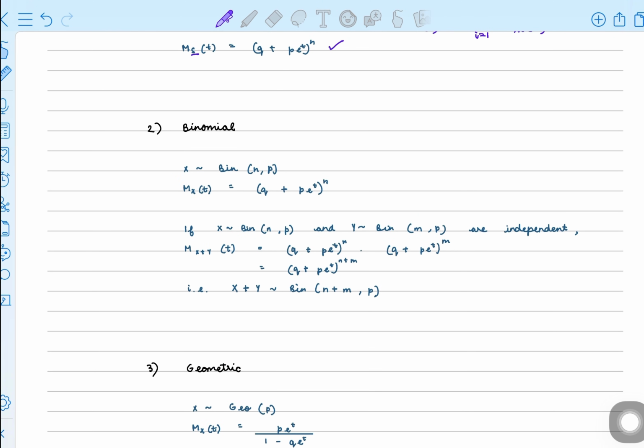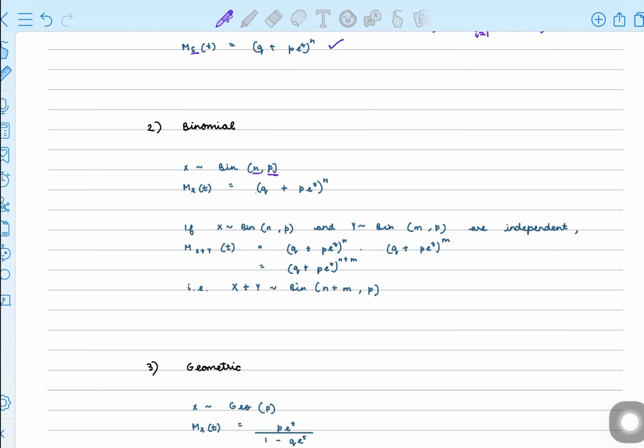Next, we move on to the binomial distribution. Suppose x is a binomial variable with the parameters n and p. Then the MGF for this is given by q plus p into e to the power t, whole to the power n. Now suppose we have the same random variable x as before, and this time we also have a random variable y which has parameters m and p, such that both of these random variables are independent. Then the MGF of x plus y is given by the MGF of x times the MGF of y.